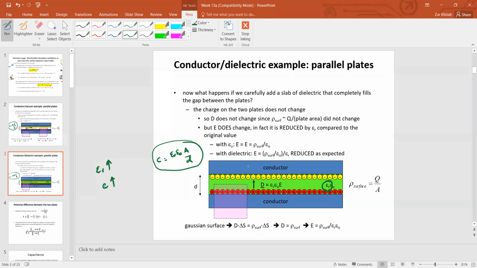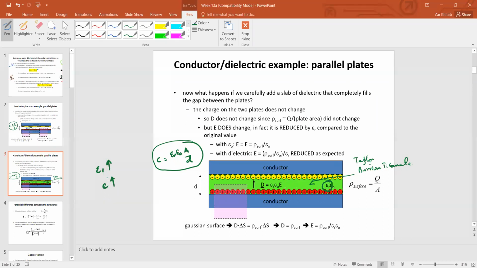So the higher the epsilon r, the more capacitance you will get out of the structure. Typically there are many dielectrics you can use here, for example barium titanate, or Teflon. There are many dielectrics which you can use as the dielectric material. So the higher the epsilon r, the more capacitance you will end up with.